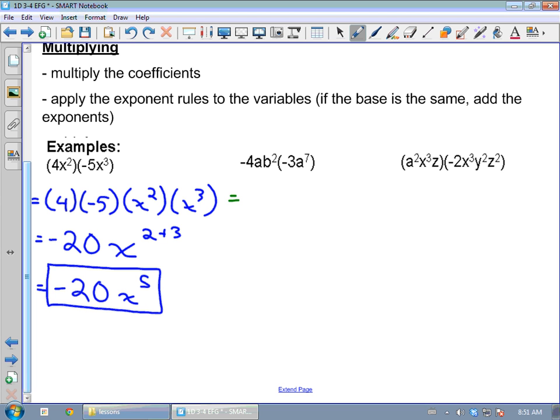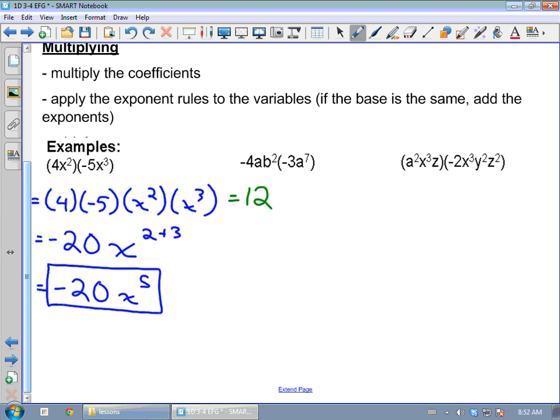So for our next one here, we've got 4ab squared times negative 3a to the 7th. First, we're going to multiply our coefficients together. What do we get when we multiply those two coefficients? What do we get here, Nicole? Yeah, we've got a 4 and a negative 3, so we multiply those, we get a negative 12.